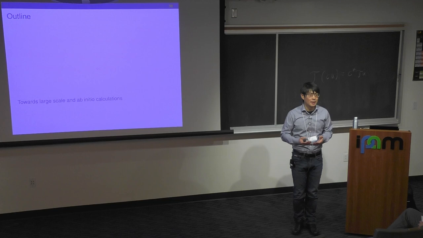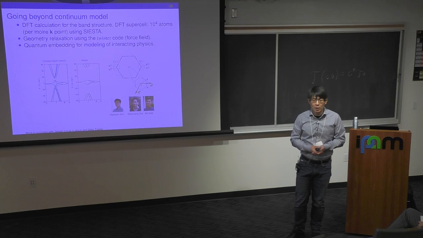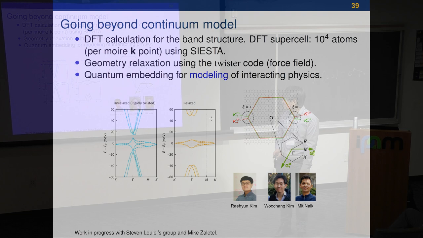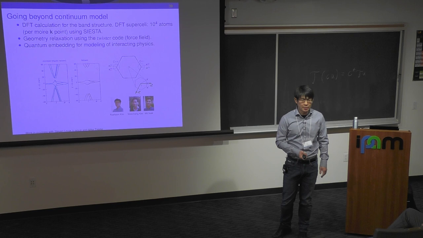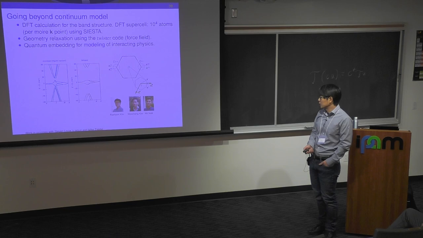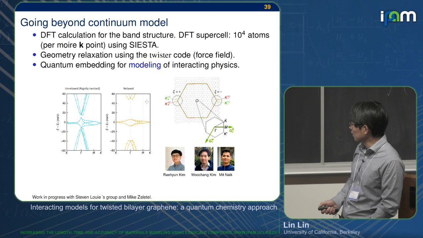What is clear from the very beginning is that if you just do DFT and verify they have flat bands, that's not interesting. Because, as I said, the flat bands with a gap closed at the integer filling really don't explain either the superconducting or the correlated insulator phase. So we're thinking of going beyond the continuum model. This is really ongoing work with the Steve Lewis group and Mike Zaletel. The people leading this direction so far are Ray Kim from math at Berkeley, and also Wu-Chang Kim and Mit Naik from Steve Lewis's group in the physics department.